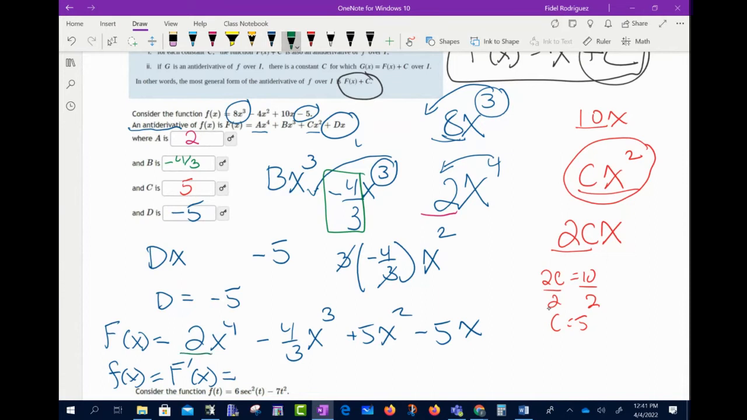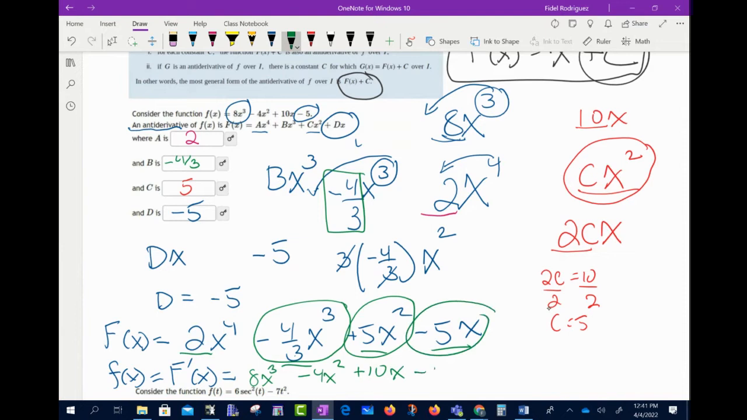So if I take the derivative of each of these pieces here, the derivative of 2x to the fourth should be an 8x to the third. When I take the derivative here, that 3 and that 3 will cancel. That'll give me a negative 4x squared. When I take the derivative here, that's going to give me a positive 10x. And when I take the derivative here, that's going to leave me with a negative 5. And is that exactly what we have right there?